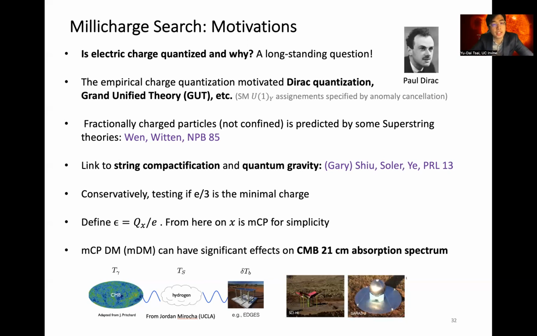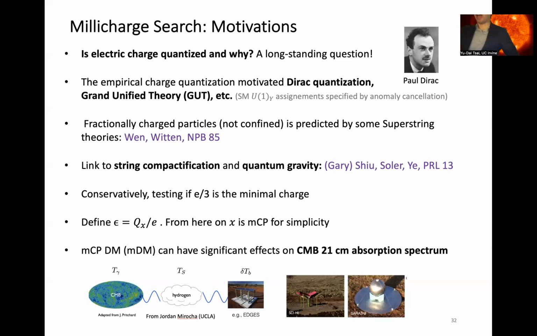Conservatively, you can say it's a test of whether e/3 is the minimal charge. You can define epsilon as Q over e, and from here chi will be the millicharge particle for simplicity. Millicharge dark matter can have a significant effect on the CMB 21 centimeter absorption spectrum. And of course, there is an anomaly reported by the EDGES collaboration. Maybe you heard about it.